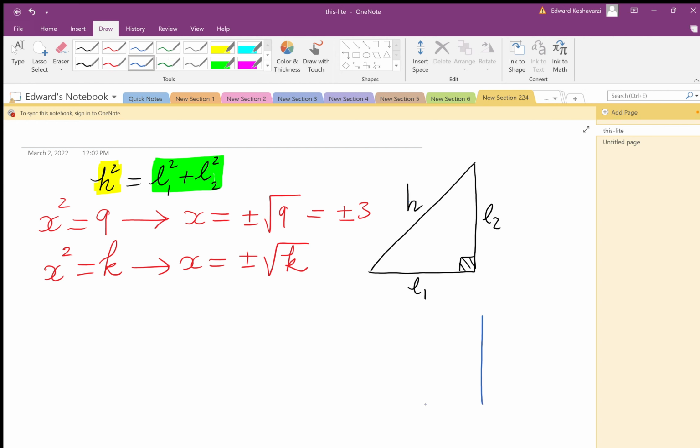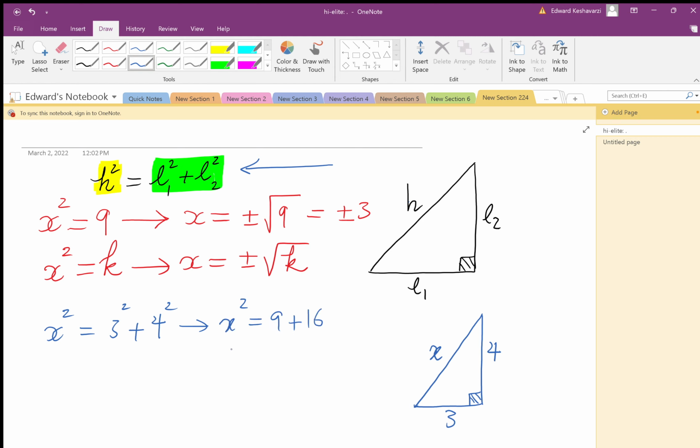This is a right triangle, and one of the legs is 3, the other leg is 4, and we are looking for the length of hypotenuse denoted with x. So according to what I said on top here, hypotenuse squared, which means x squared, equals first leg squared plus the second leg squared. Therefore, x squared equals 9 plus 16.